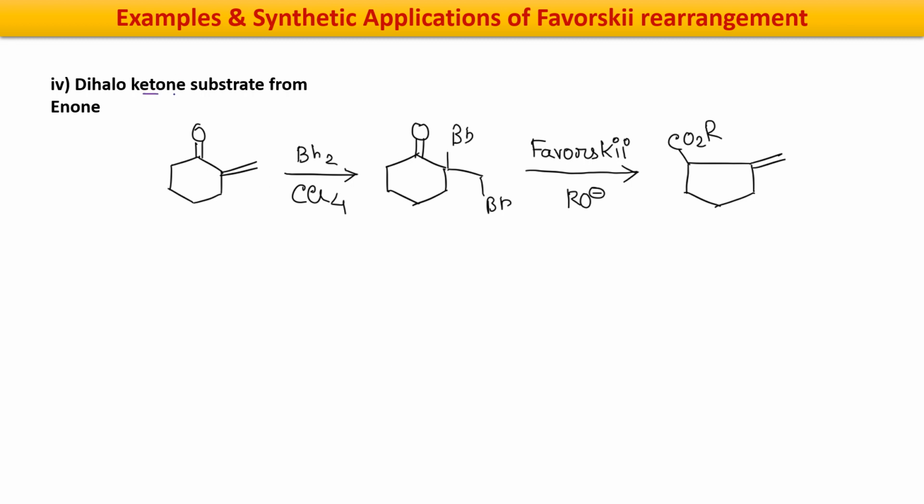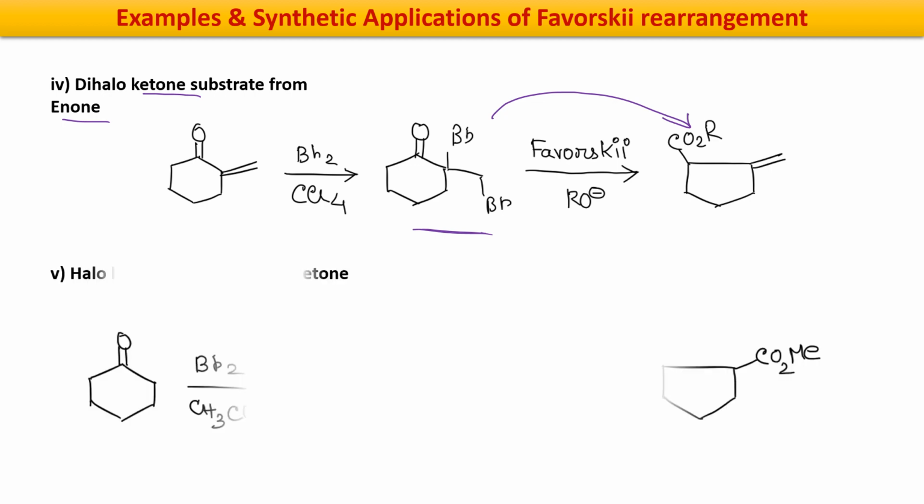Dihaloketone substrate you can also make starting from an enone. So this type of dihalo compound you have just seen in the previous slide. Now this compound you can make starting from some enone. We are using bromine in CCl4, where bromination will be happening to this CC double bond alkene, and then as usual Favorskii, you know. So you can try it yourself, writing the full mechanism will be a good practice for you. So how we are getting this final product.